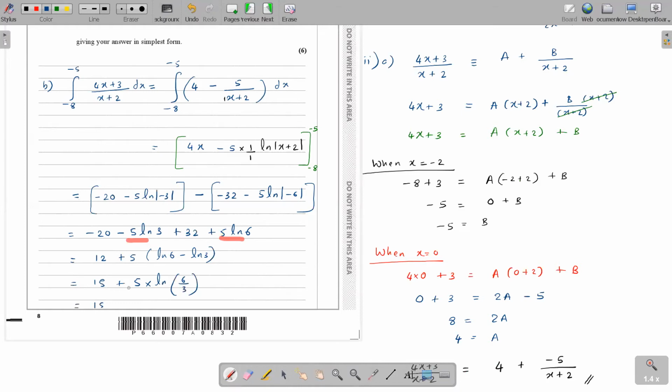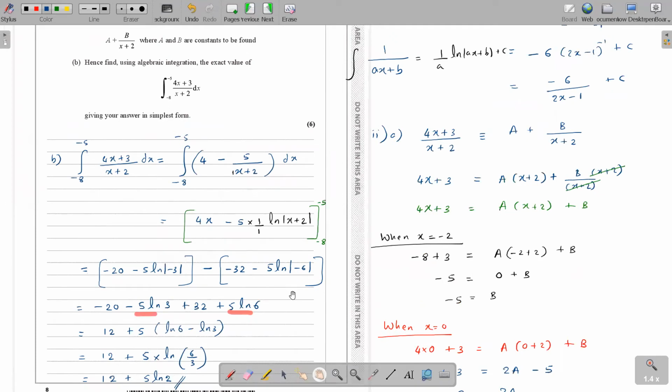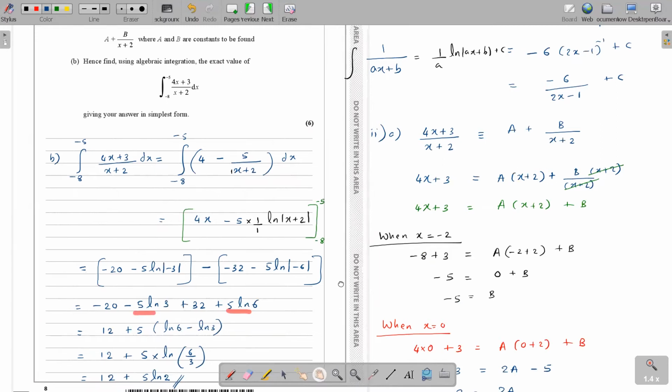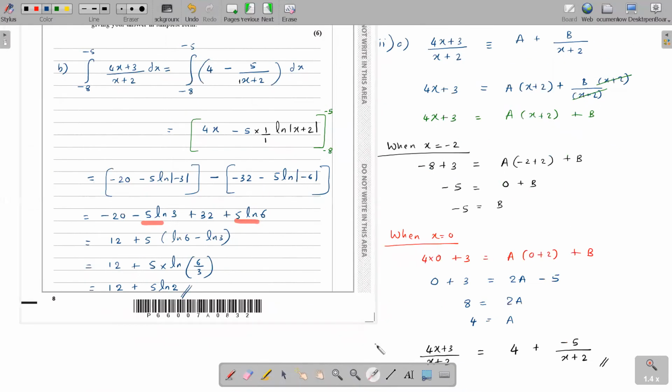I'm sorry, it's not 15, it's 12. So 12 plus 5 ln of 6 divided by 3, which is 2. So 12 plus 5 ln 2. They have asked you to give your answer in the simplest form and the exact value. So it's important that you give your answer in exact values. Don't type the whole thing in the calculator at once, because it will give you a decimal figure. You need to do this manually to get the answer in the exact form.